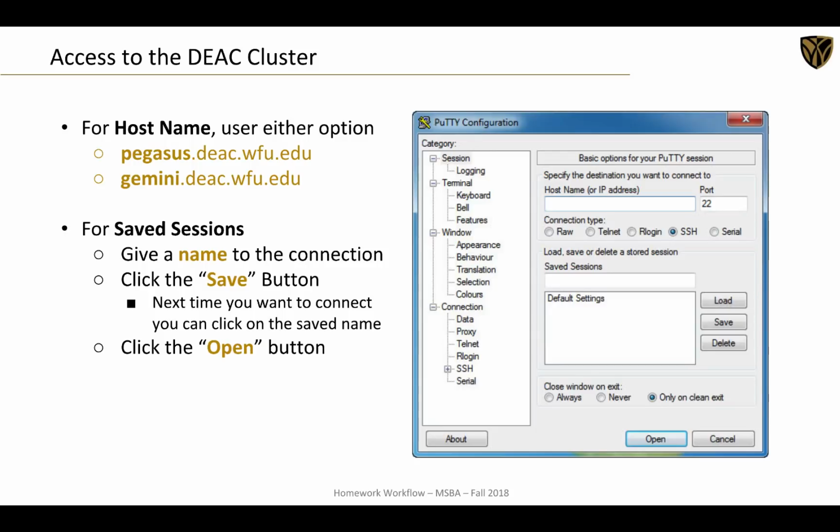Since you will be connecting to the DEAC cluster more than once, we recommend you create a saved session to connect more easily in the future. After you type the hostname, type a name in the Saved Sessions bar, click the Save button, and then once clicked, you should see the name appear in the list below with default settings. To use the saved session in the future, you've got to click the saved name, and then click the Open button.